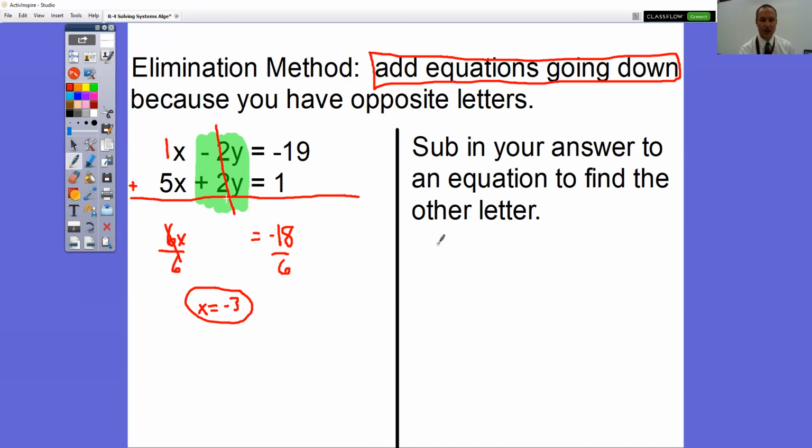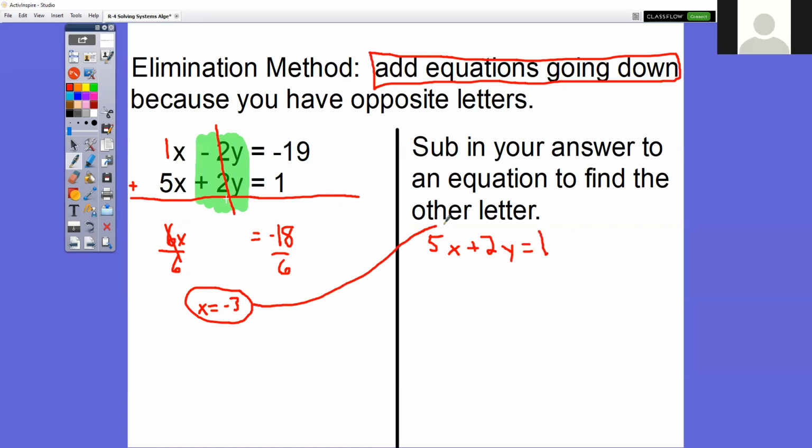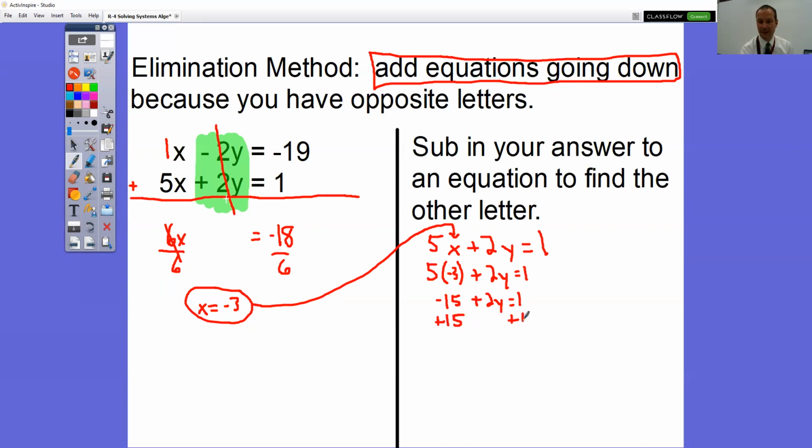You can choose either equation to sub it into. I happen to like the bottom equation in this one only because it has all positives in it. That's the one I would have picked. Take the negative 3 and sub it in. So instead of 5 times x, I have 5 times negative 3. 5 times negative 3 is negative 15. Now it's just a two-step equation. So plus 15, plus 15. So 2y equals 16. Divide by 2, divide by 2, and you get y equals 8.